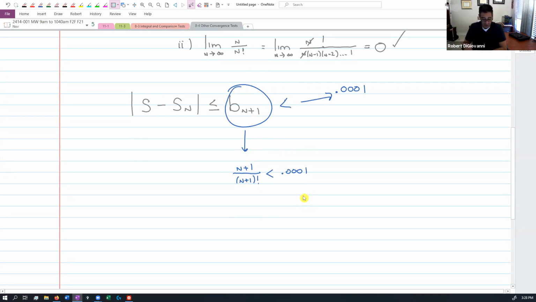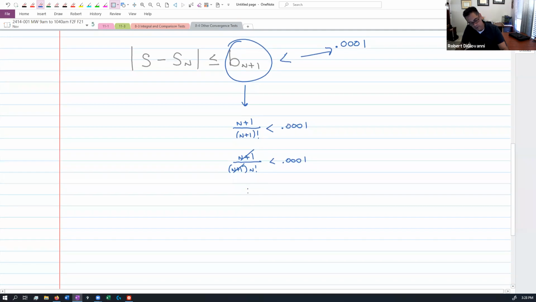So now the question is, how do you figure out what n is here? Well, you're just going to have to play with it a little bit. Let me rewrite the bottom as n plus 1 times n factorial. I can do that because of properties of factorials. Then the n plus 1's cancel. So I get 1 over n factorial must be less than 0.0001. I can multiply both sides by n factorial.